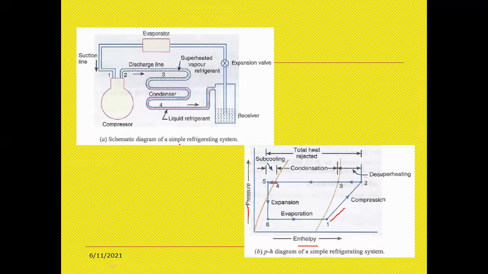Now if you see the schematic diagram of a simple refrigerating system, you can see where the condenser is located. See here, the suction line, the evaporator, this is a reservoir, and this is the expansion valve. The refrigerant is passed inside the coils of the condenser, so superheated vapor refrigerant will be formed in this simple refrigeration system. Got it?